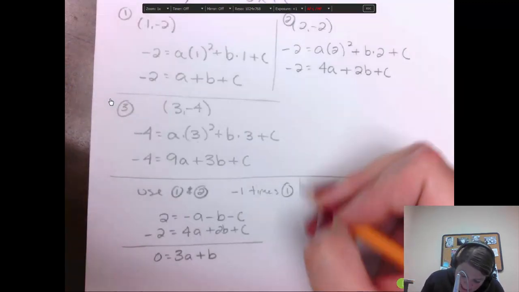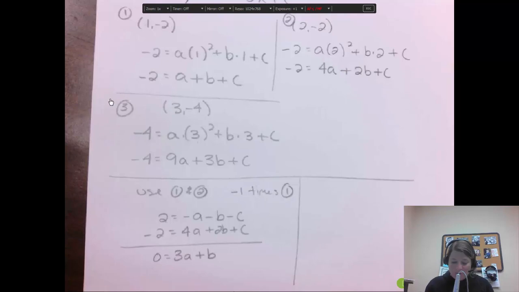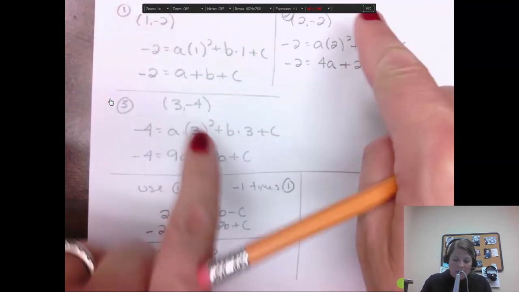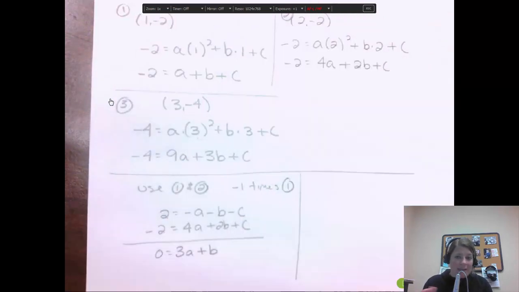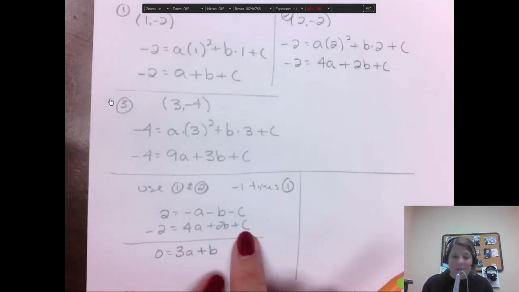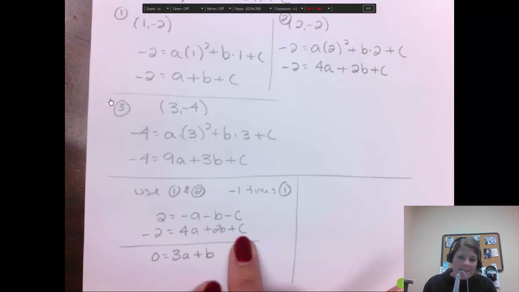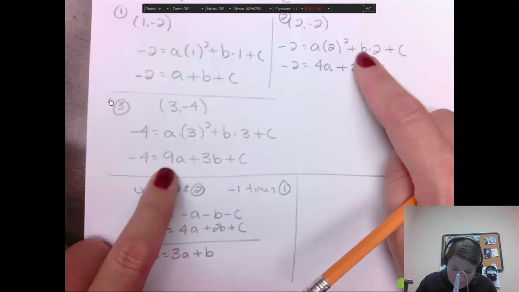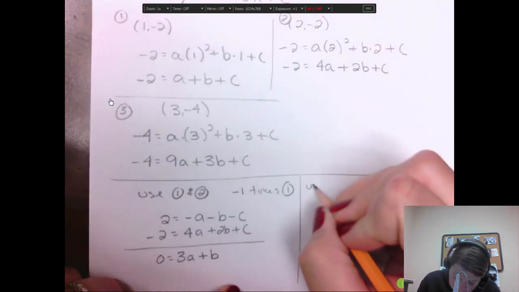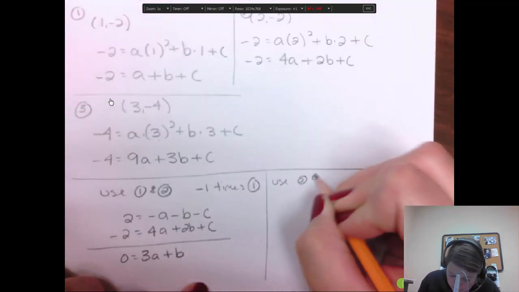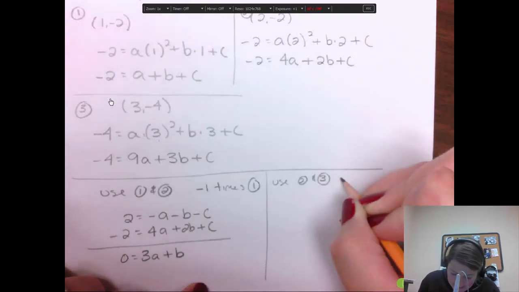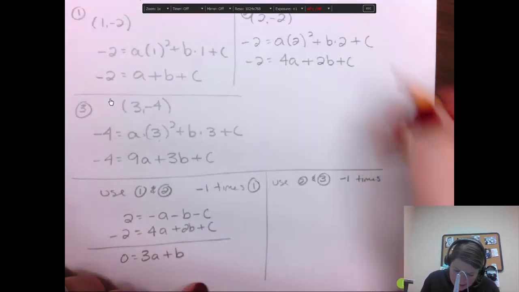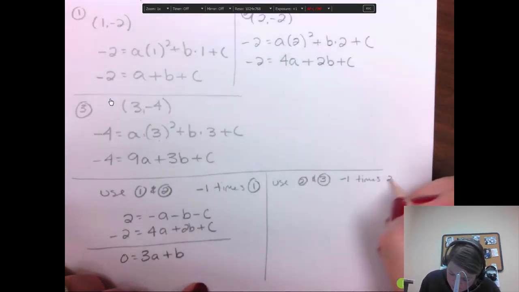Then let's look at a different combination. We did 1 and 2, so we can do 2 and 3, or we could do 3 and 1. You can really pick either combination. You have to eliminate the c's, and they're all easy to eliminate. So I'm just going to do 2 and 3, and I need to multiply by -1 whichever one, equation 2.